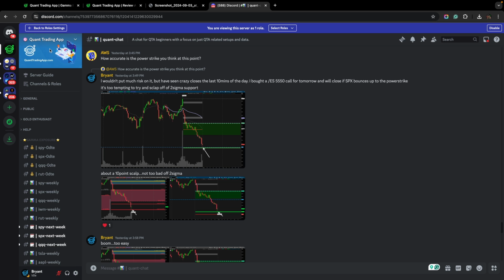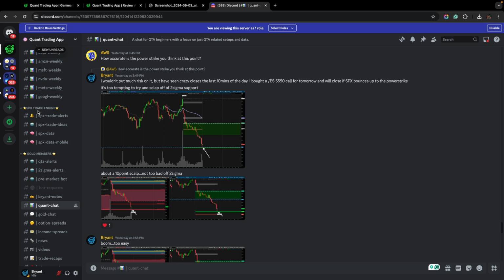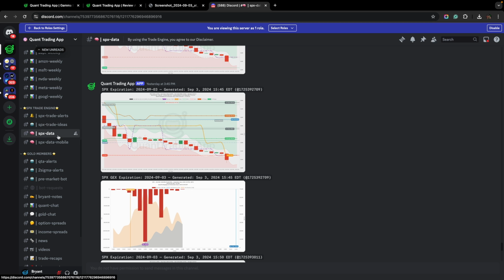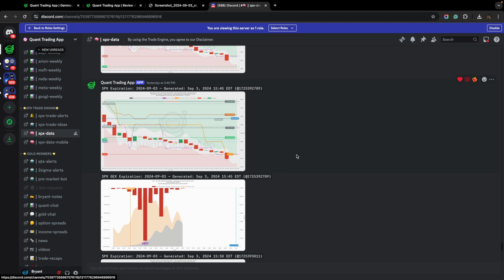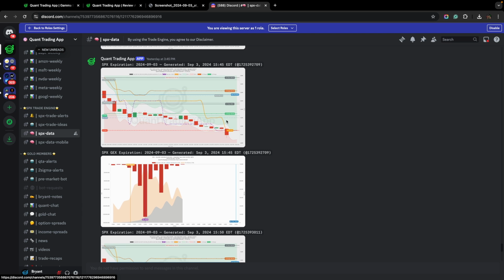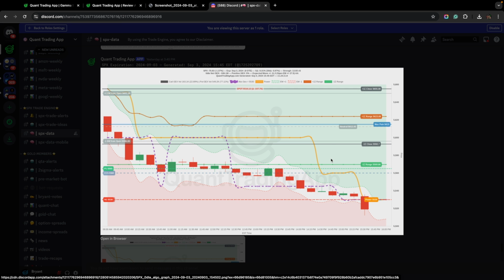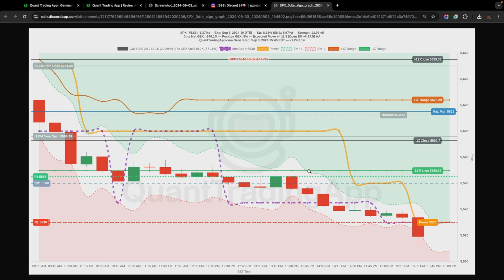This is the Quant Trading App Discord, and within the Discord, we have an SPX trade engine. This channel right here calculates a ton of 0DTE data for the SPX and sends out a graph every 5 minutes with all of that information on the chart. This snapshot right here is 15 minutes before the market closes, and this is the power strike. This is the strike that the trader was inquiring about.